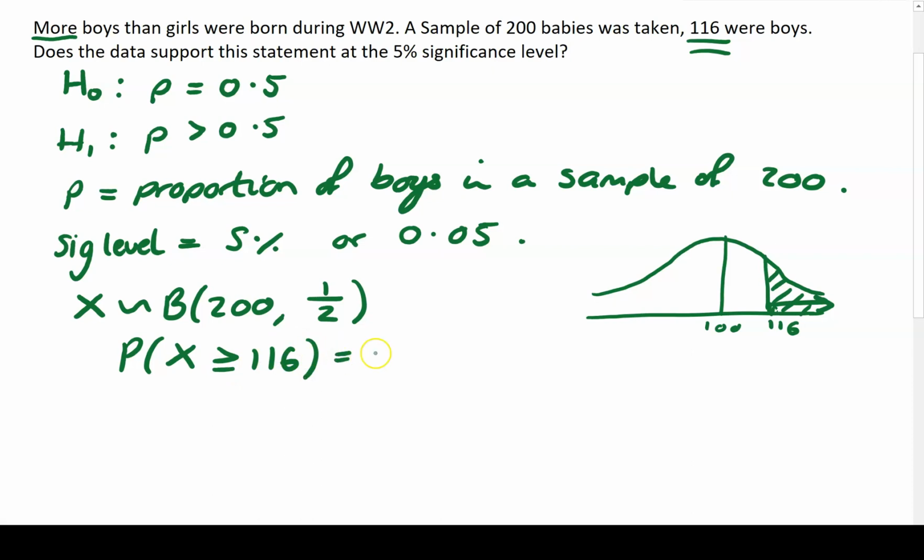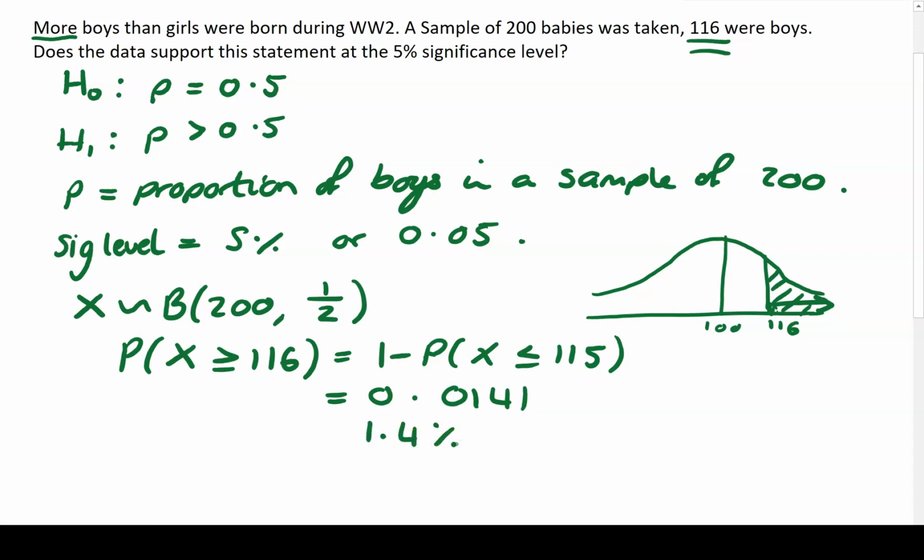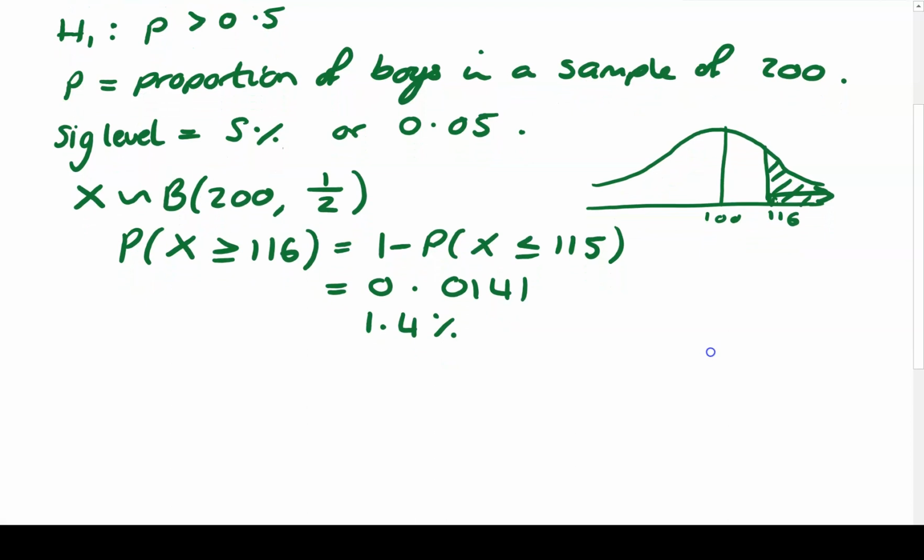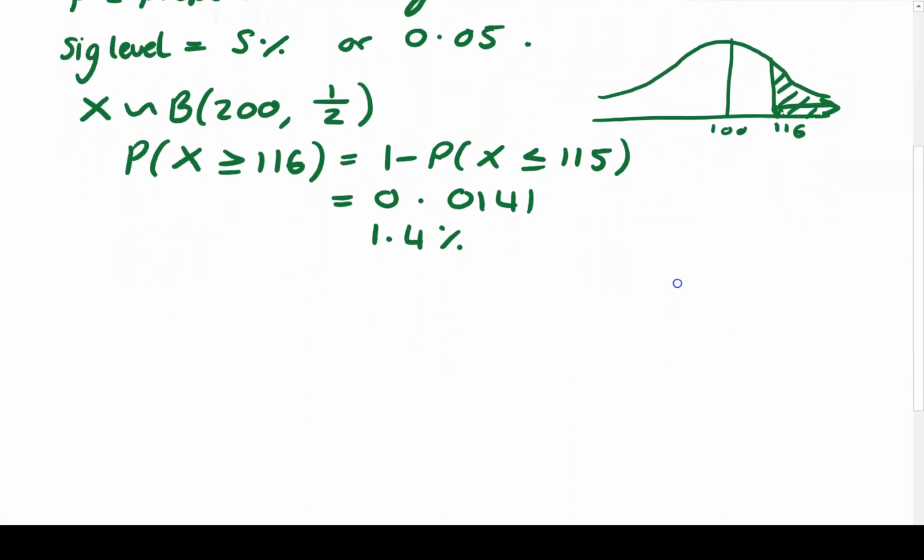So on a binomial, we can only test less than or equal to, so it's going to be 1 minus the probability of it being less than or equal to 115. So you go to your inbuilt calculator functions, and that will come out as 0.0141. Right, so in other words, there is a 1.4% chance of it being above 116. Okay. So here comes the conclusion bit.